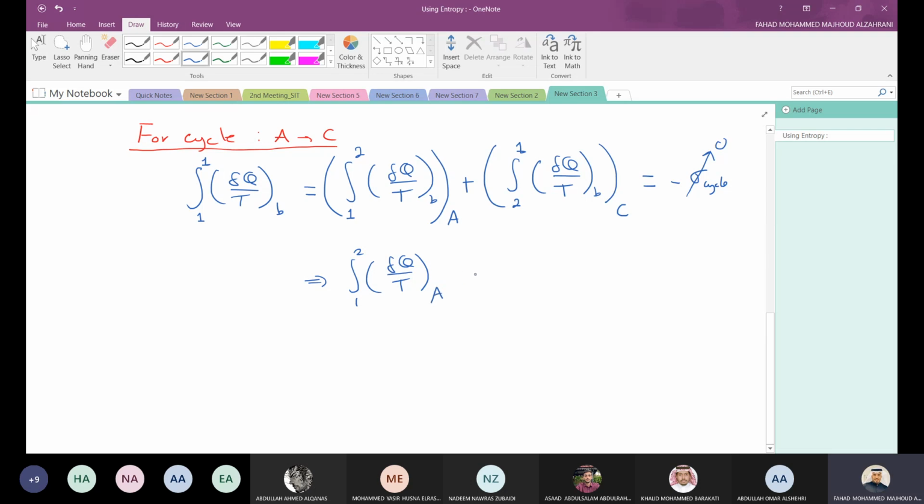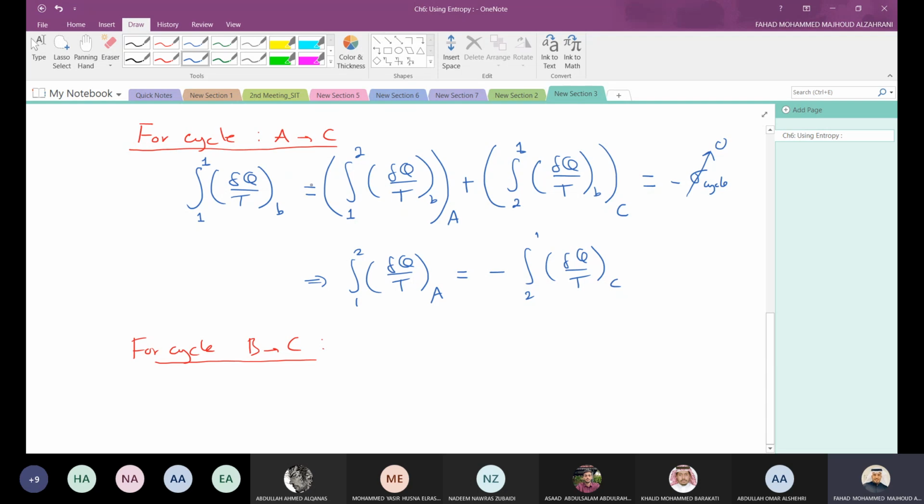is equal to minus, right, the integral from 2 to 1 of dq by T of cycle C. So this is for the first cycle. Let's look at the second cycle, for cycle B to C. Let's look at the same thing.